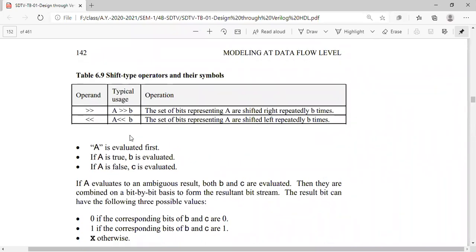First we evaluate the condition A. If we get a true result, B is evaluated, and if not, C will be evaluated. First A will be evaluated, and then if A is true, B will be evaluated. If A is false, then C will be evaluated.